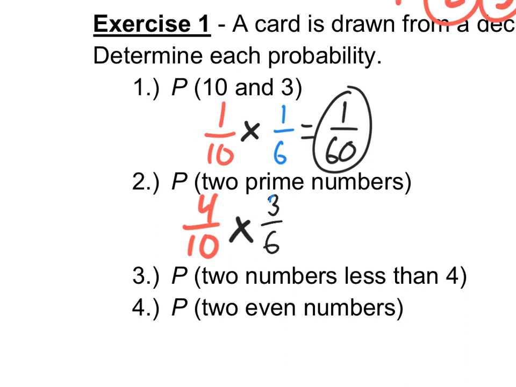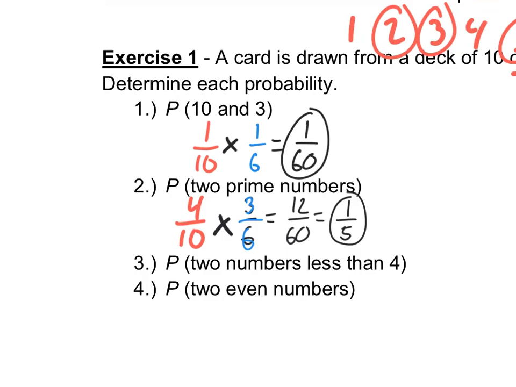I really meant to write that in blue. 3 out of 6. And again, I just multiply straight across. 4 times 3 is 12. 10 times 6 is 60. And both of those are divisible by 12. So 12 goes into 12 1 time, and 12 goes into 60 5 times. So the probability there is 1 out of 5.